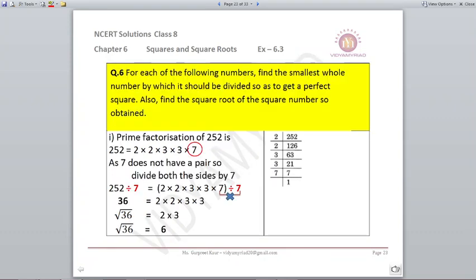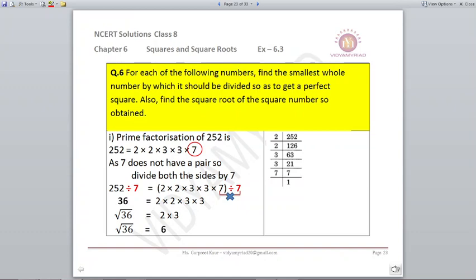Question number 6. For each of the following numbers, find the smallest whole number by which it should be divided so as to get a perfect square. Also find the square root of the following square numbers so obtained. So the method is the same. Earlier we were multiplying, they were telling us to multiply. Now we have to divide it. Rule is same.